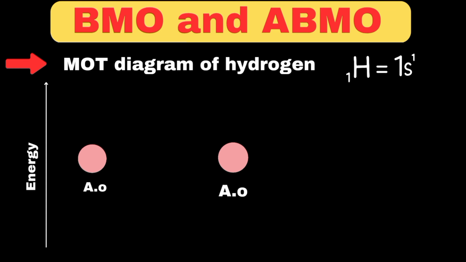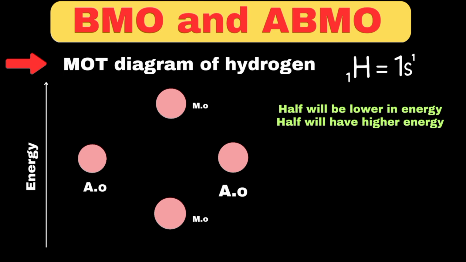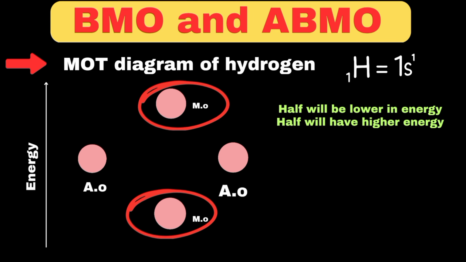Here, we can see that two atomic orbitals are taking part in mixing, so it means that two molecular orbitals will be obtained. But we need to keep in mind that half of the molecular orbitals will have lower energy than the parent atoms, and half will have higher energy than the parent atoms. So, it simply means that the two molecular orbitals which will be formed in this case, one will have lower energy, and the other one will have higher energy than the parent atom.